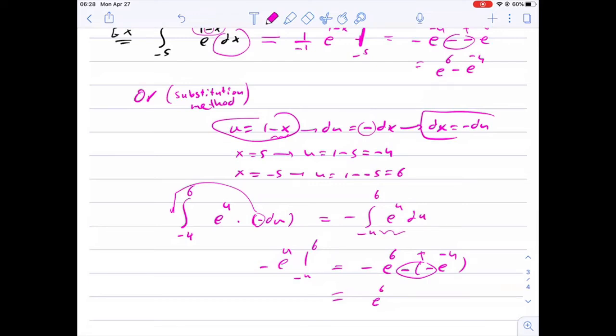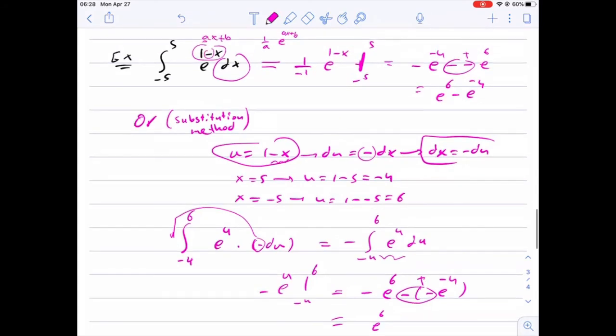I think I reversed the order. Let me double check here. U is 1 minus x, du is -dx. This is correct. So dx is negative du. Now when x equals 5, u is 1 minus 5, which is -4. When x equals -5, then we have 6.